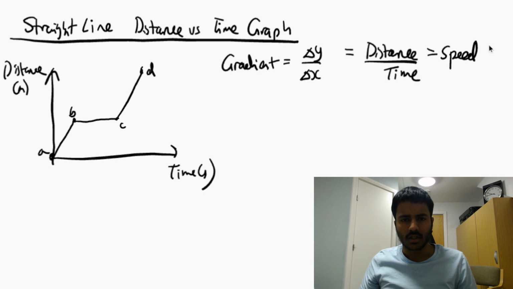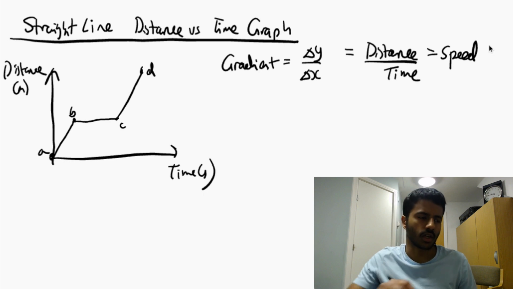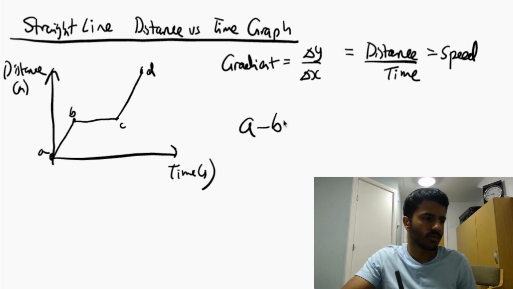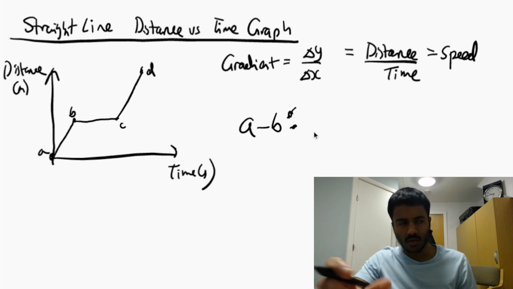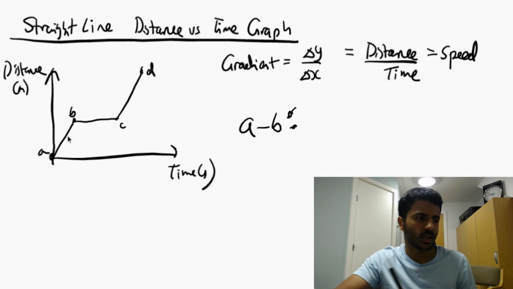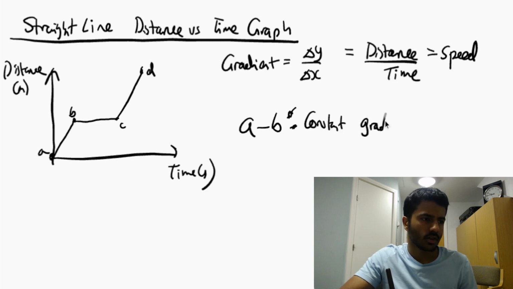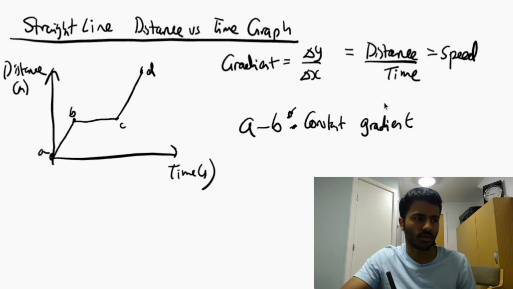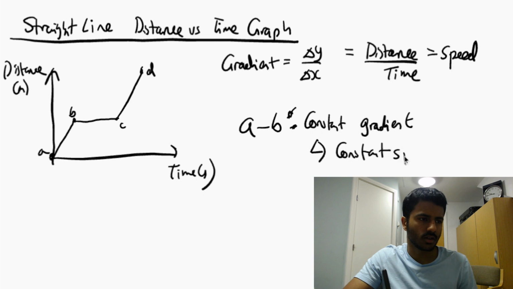So from A to B, you can see there's a straight line. And a straight line means constant gradient. The gradient of this part is the same. So you have constant gradient. And we know that gradient refers to speed. So therefore, you have a constant speed.